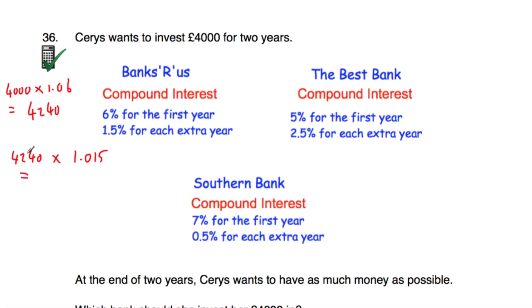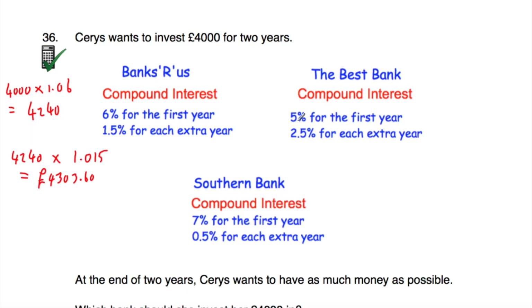So £4,240 multiplied by 1.015 is equal to £4,303.60. So that's how much Kirsty would have if she invested £4,000 for 2 years in Banks R Us. Now let's look at the other banks.